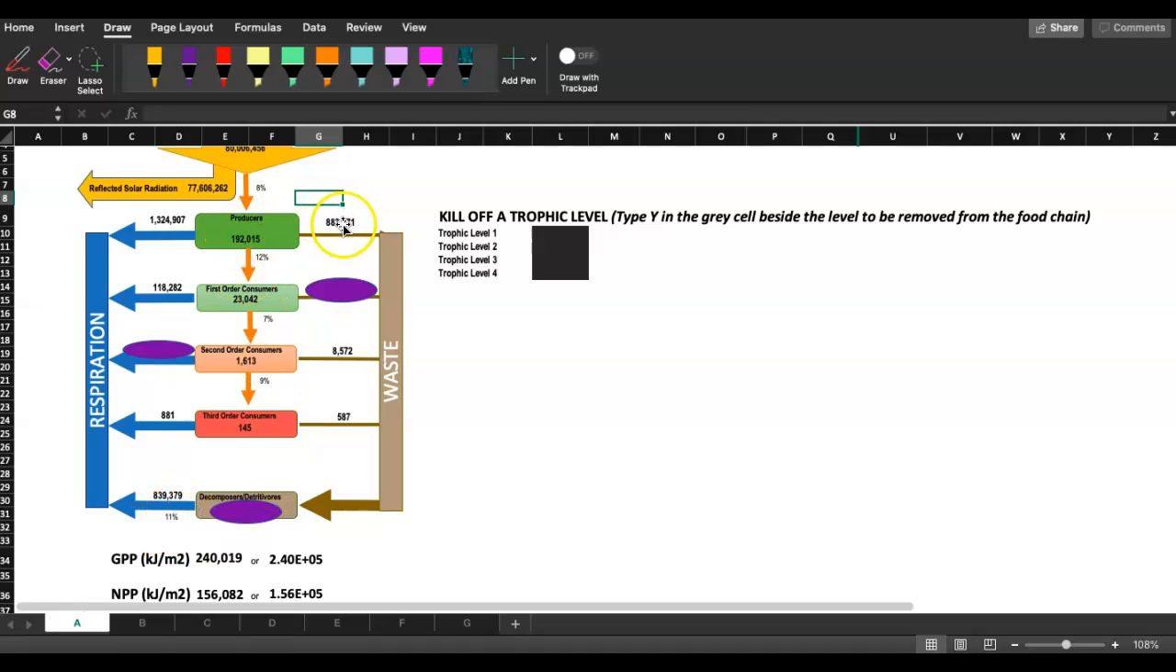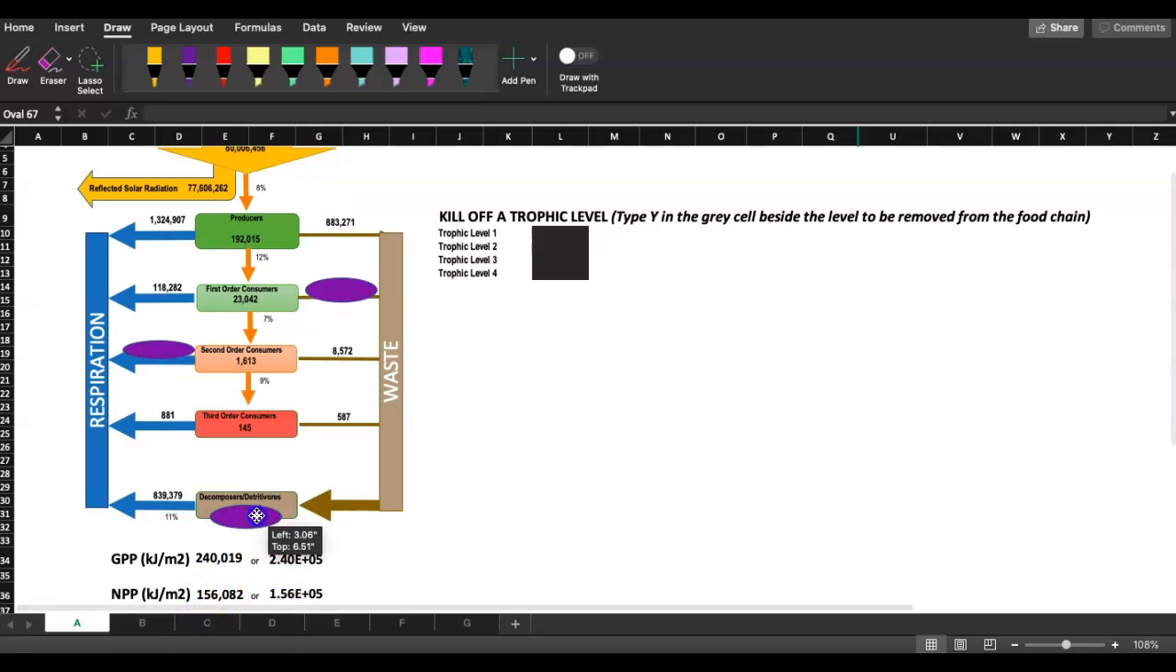Whereas this energy here, that's not actually lost because, yes, it's waste, but then it actually gets incorporated into decomposers, and they've used it. The only thing that's considered lost is the respiration. Okay, so net primary productivity is your gross primary productivity minus what you lose as respiration. Okay, and that's that number there.